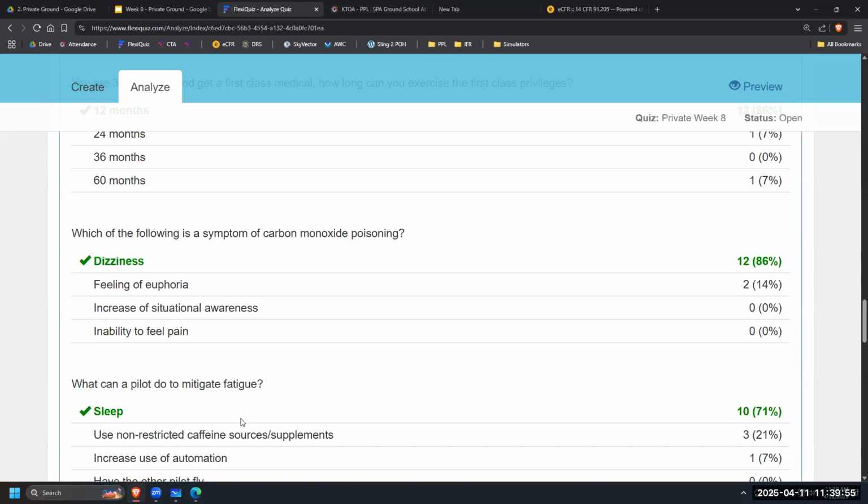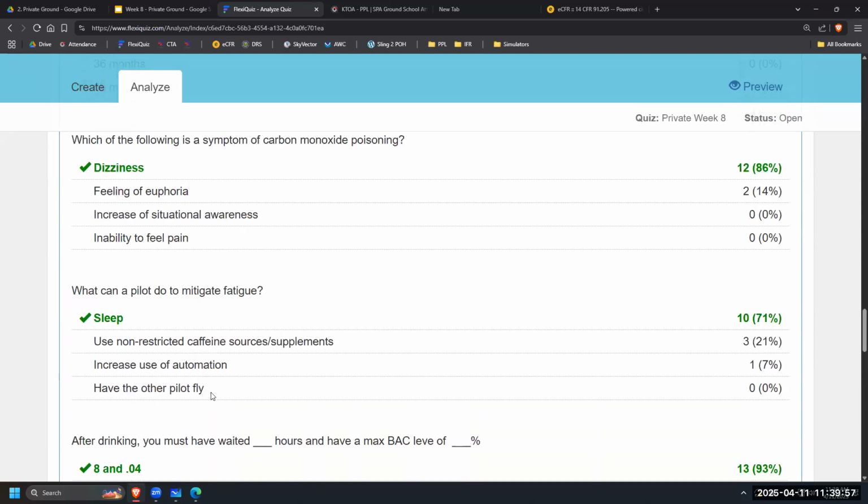What can a pilot do to mitigate fatigue? As simple as sleep, yeah. Have the other pilot fly, increase use of automation, no, it probably puts you more to sleep. Use non-restricted caffeine sources, supplements, that's short term, right? What kind of fatigue do we have? There's two categories. Chronic is one, and acute. And acute, very nice.